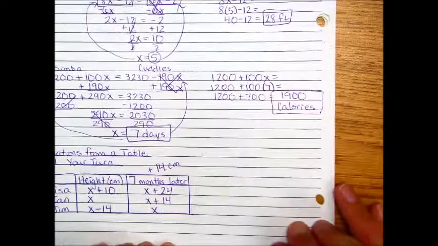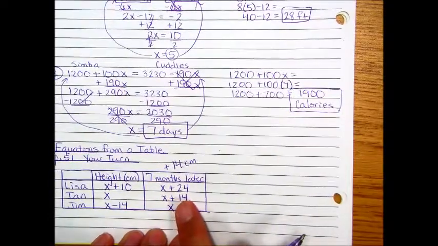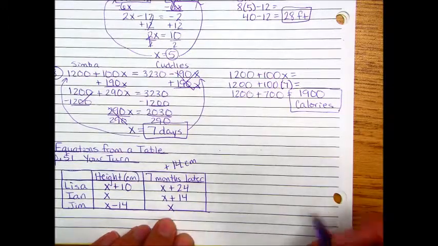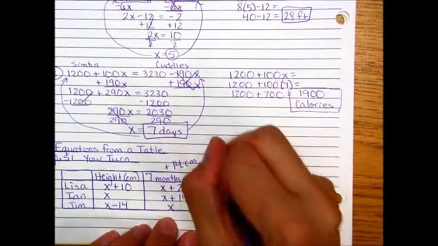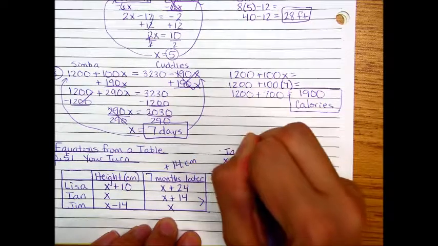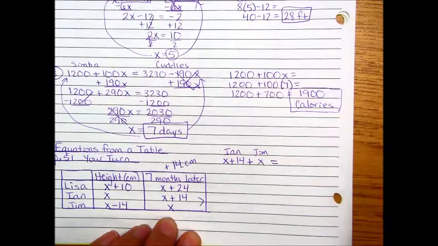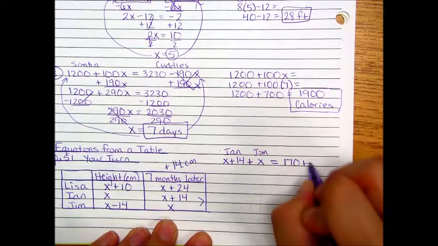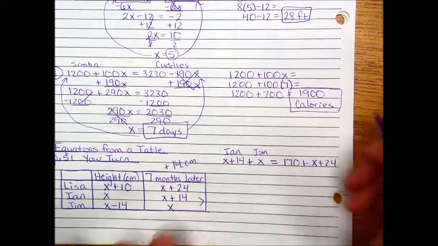equation because it says in 7 months, so we want to focus on this column of the table, the sum of Ian and Jim's height will be 170 more than Lisa's. Okay, so the sum of Ian and Jim would look like this. x plus 14 would be Ian, plus Jim would be x, and we know that that is 170 centimeters taller than Lisa, who is at x plus 24.